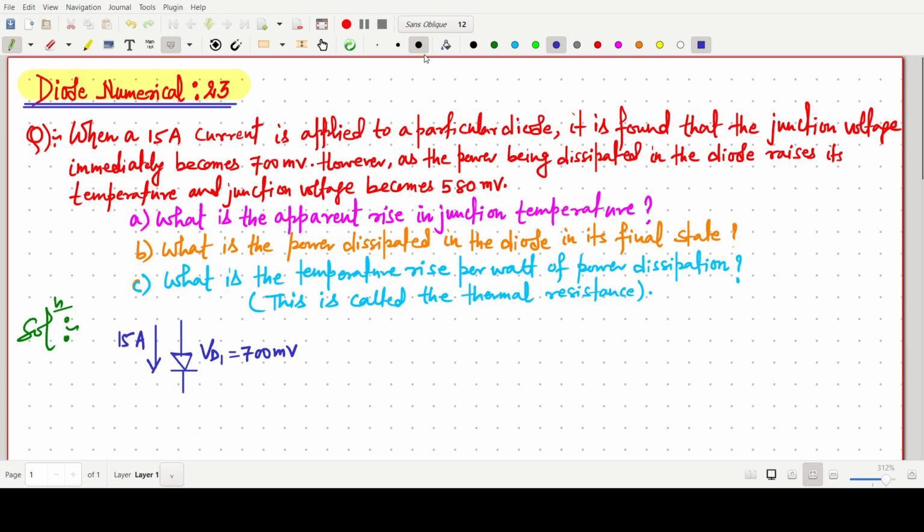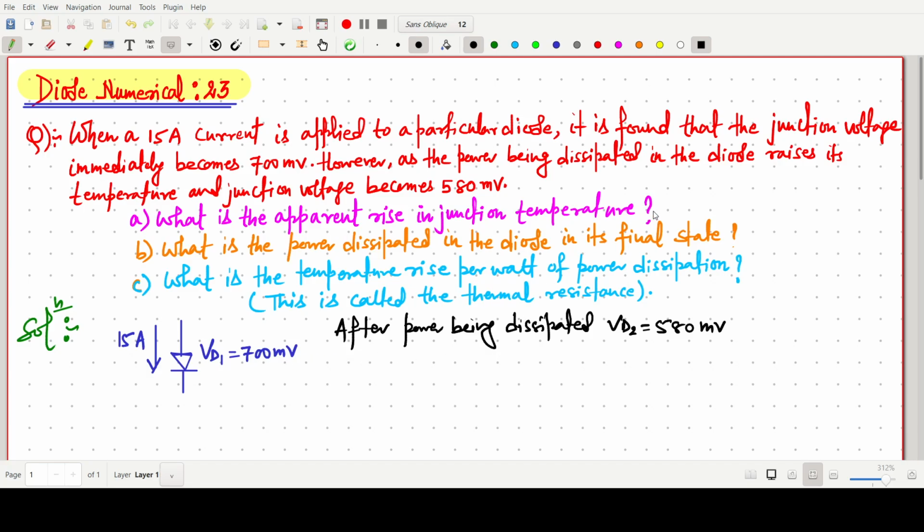So what we can write here is, after power being dissipated, the value of VD2, the voltage across the diode, becomes 580 millivolt. I am writing VD1, VD2. Initially, when we apply 15 ampere current, the voltage across the diode is 700 millivolt.